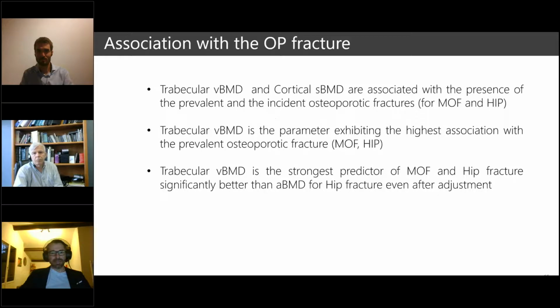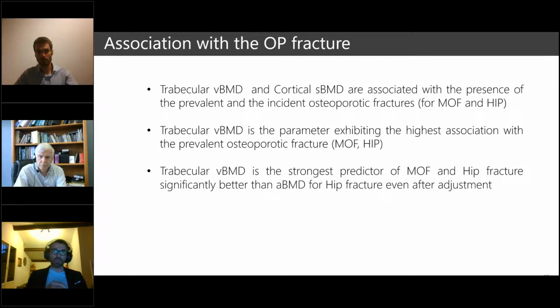So to summarize, clinical studies have demonstrated that the trabecular volumetric density parameter and the cortical surface BMD parameter are associated with the presence of prevalent and incident osteoporotic fracture, for major osteoporotic fracture and hip fracture. We have also demonstrated that the trabecular volumetric density parameter exhibited the highest association with prevalent fracture for both major osteoporotic fracture and hip fracture.